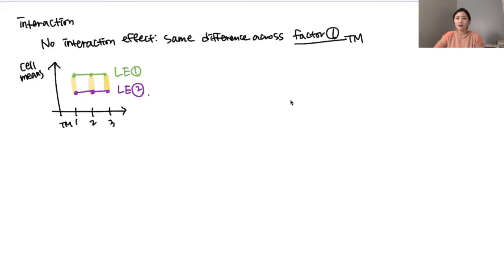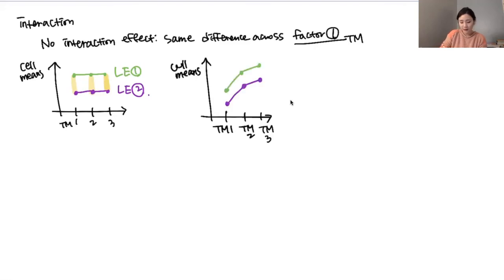And there is another graph example with a no interaction effect situation. In this case, the difference between the two learning environments is also statistically the same. So this is also a no interaction effect situation.